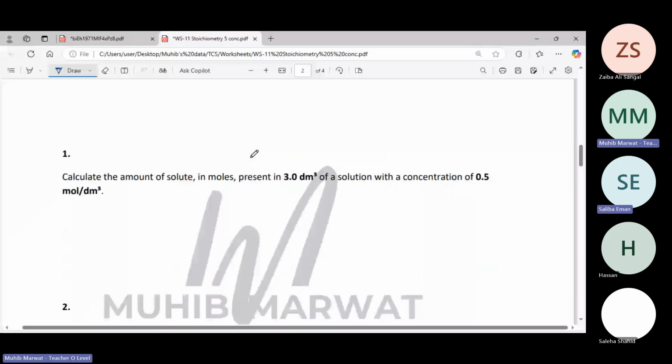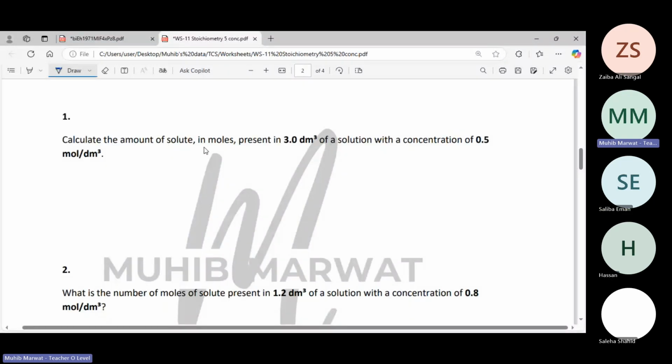Now this question, for example. Again they are going to ask for moles; volume is given, concentration is given. So again this formula, C multiplied by V. C is 0.5 moles per dm cube. These are very simple questions, right? And volume is 3 dm cube, so the answer will be, I guess, 0.15 moles.